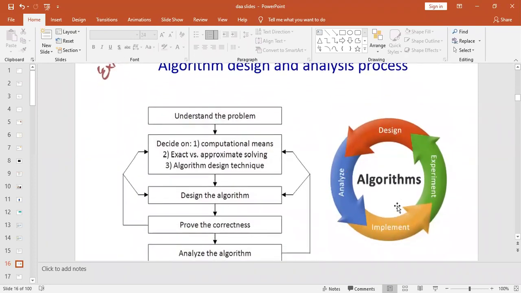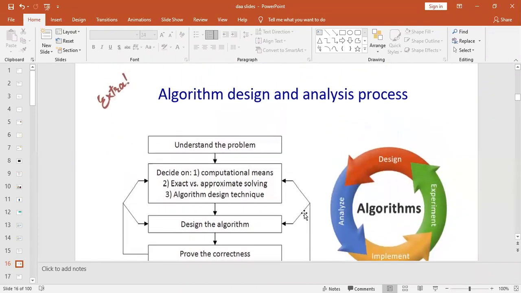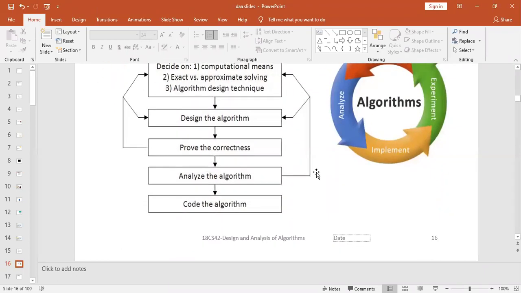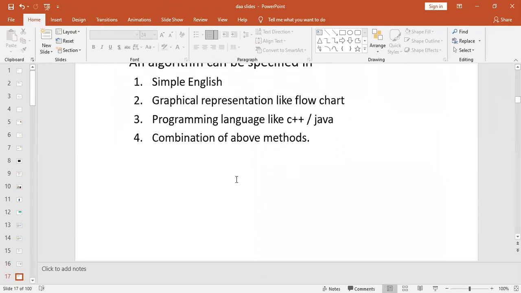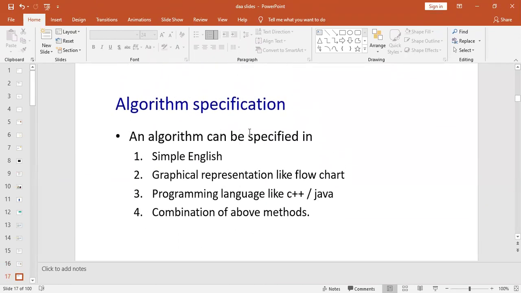So in the design process, how many steps are there? Design, analysis, implement and experiment. Experiment will go last. Okay, so this is the algorithm design and analysis process. So what is the algorithm specification? Algorithm specification can be defined as a step-by-step procedure. It is in simple English, and if you want you can go with a graphical representation like a flowchart. Next you can consider a programming language. It can be written in programming languages like C++ and Java, and it can be a combination of the above methods.